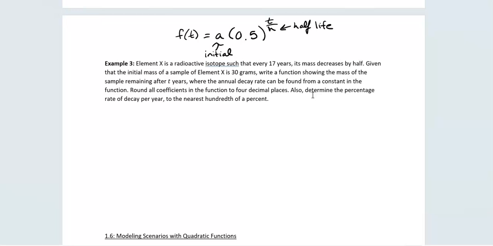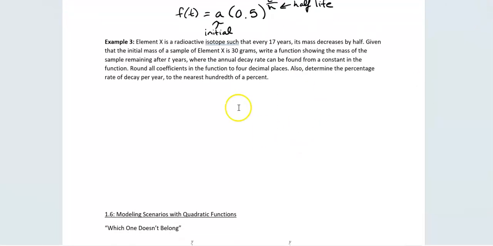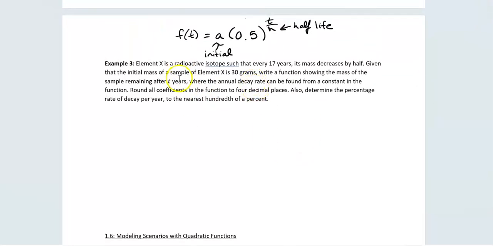And in this problem, there's only 2 numbers to look at. We're talking about element X. It's a radioactive isotope such that every 17 years its mass is decreased by half. So that means that's exactly what I'm talking about, right? This is H. Given that the initial mass of a sample is 30 grams, that's your initial, right? So that means that's A. Write a function showing the mass of the sample remaining after t years.